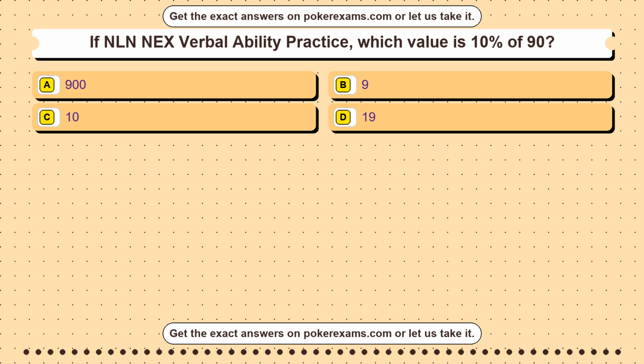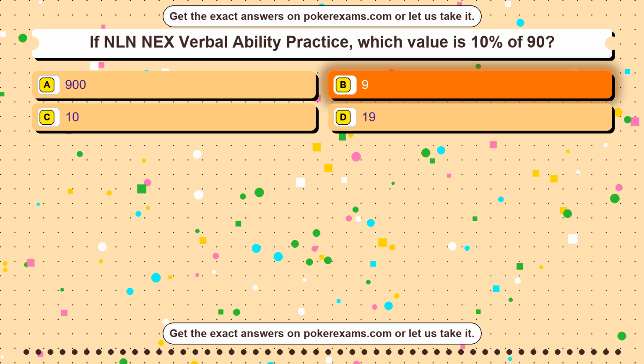Question 40. In GED statistics practice, which paragraph part usually introduces the main point? Option A, page number. Option B, topic sentence. Option C, citation page. Option D, footnote. The correct answer is option B.